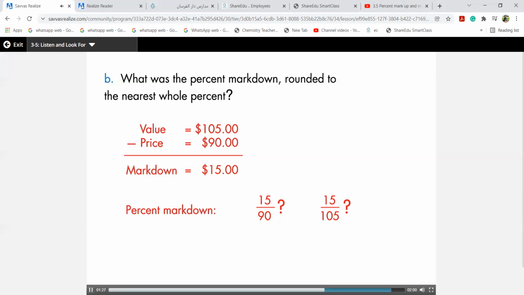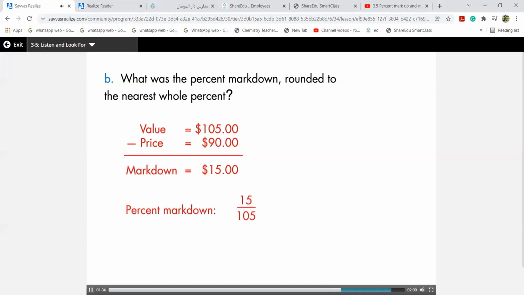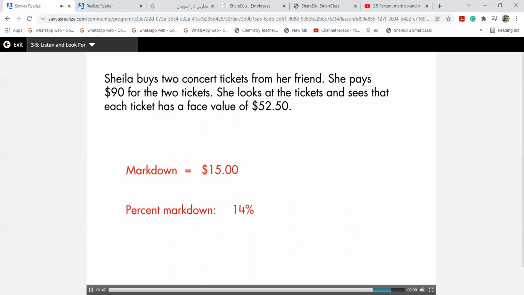Take this opportunity to define percent markdown as the ratio of the markdown to the original price. The percent markdown is the ratio of the markdown of $15 to the original price of $105, which is approximately equal to 14/100ths, or 14%. Ask students to compare the meanings of markdown and percent markdown. Listen and look for students who explain that markdown is an amount of money, such as $15, while percent markdown shows the ratio of the markdown to the original cost.